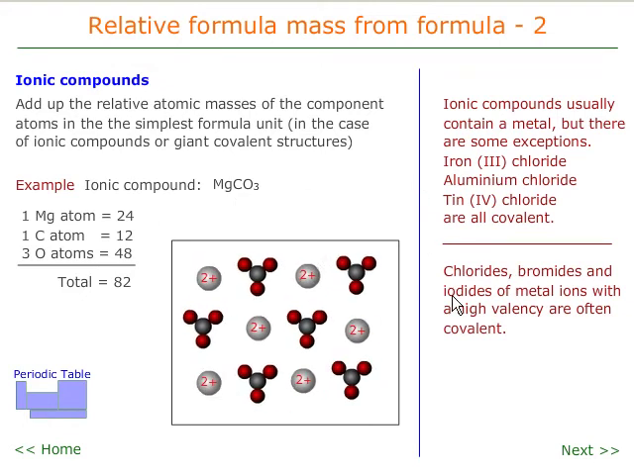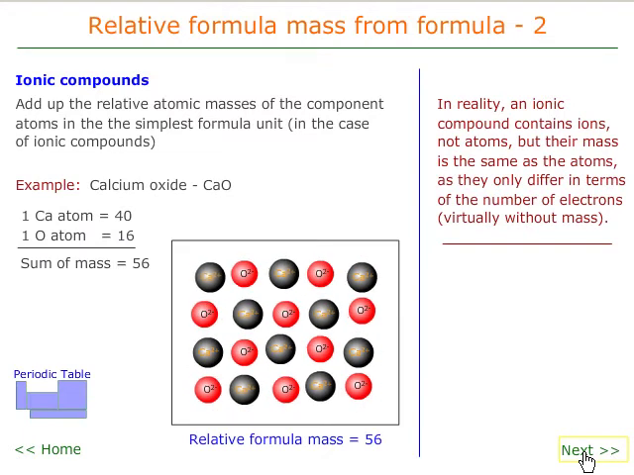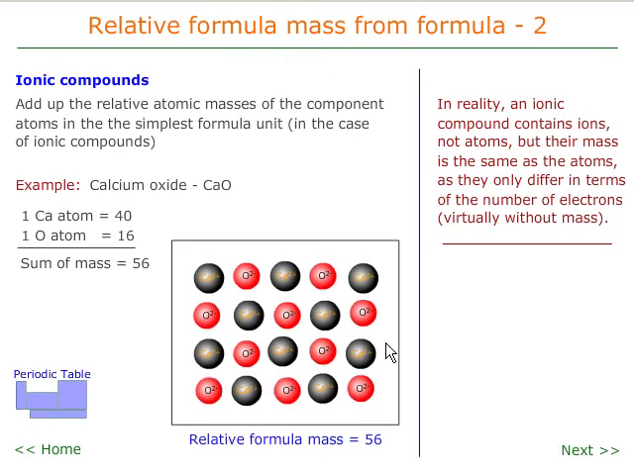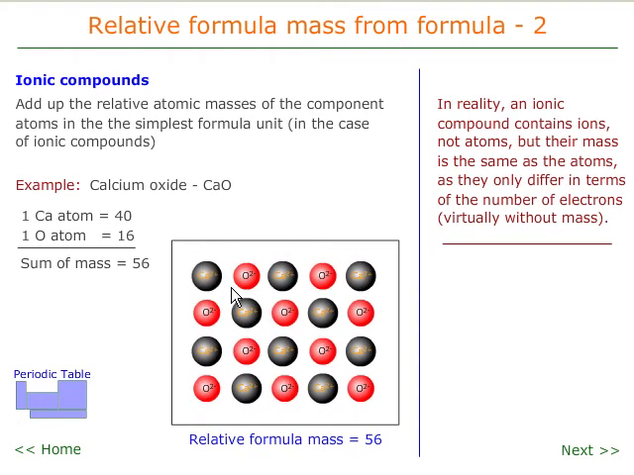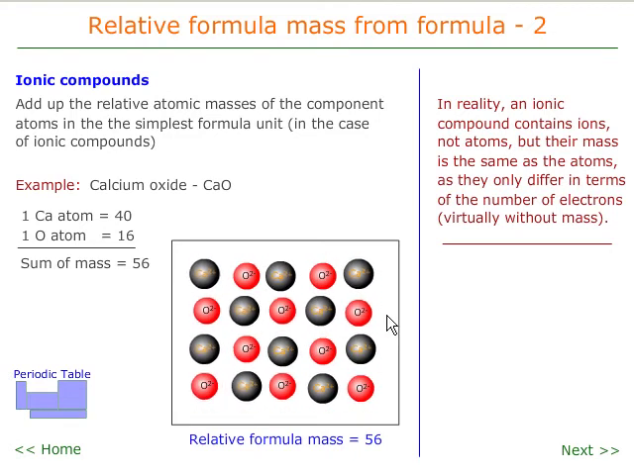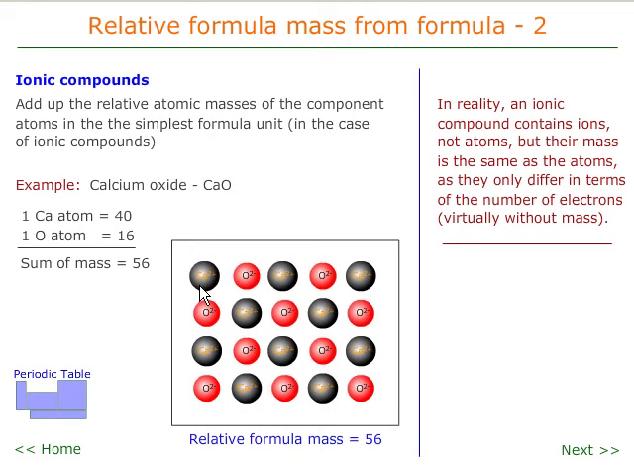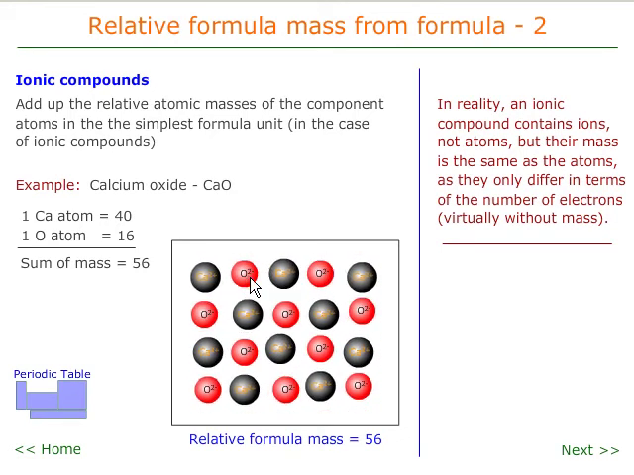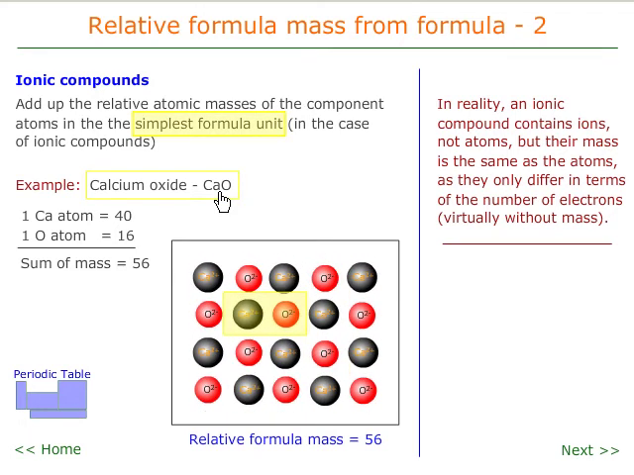Let's look at another example. Calcium oxide. Calcium oxide is also an ionic substance. It's a repeating giant structure of calcium ions and oxide ions, in a three-dimensional, never-ending array. However, the simplest formula unit is just one calcium ion to one oxide ion. The ratio is 1 to 1, and so we write the formula CaO.